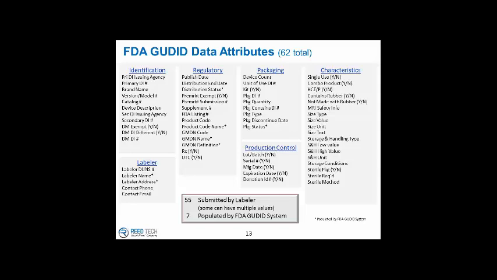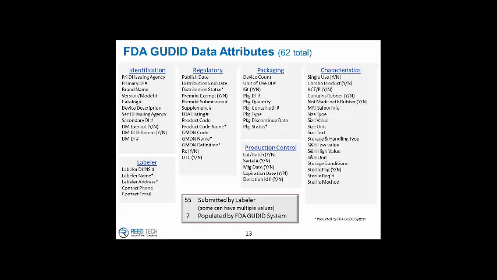For a quick reference, I put together 1, 2, 3, 4, 5, 6 categories of data values that are submitted to the FDA. So there's identification of the product itself, identification of the labeler, a number of fields related to regulatory content, some information about the packaging and production control, and then there's a whole host of characteristics about your product.